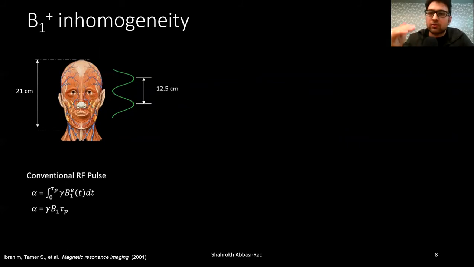So if you go to ultra-high field, the wavelength of the pulse decreases and it becomes comparable to the dimension of the tissue, head, and it causes the formation of standing waves, and it causes non-uniform transmission of the RF pulse. B1 map is the best tool to visualize the inhomogeneity.